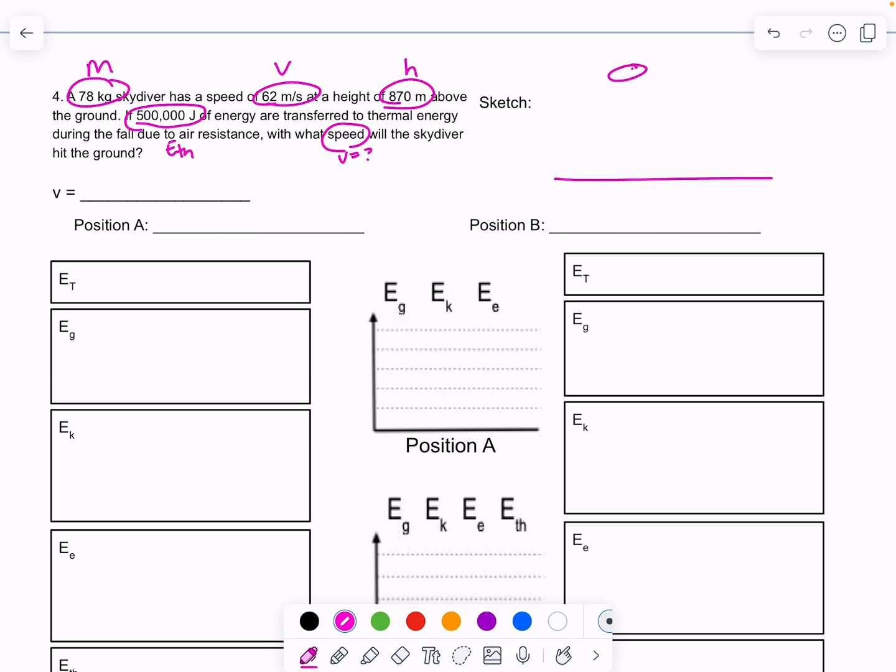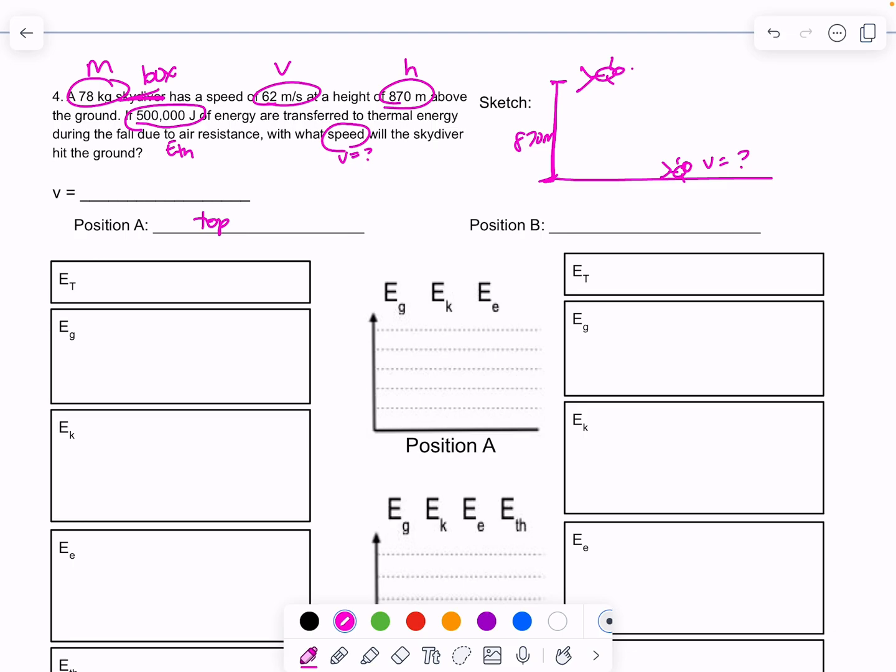So here is the skydiver. That does not look like a person. Okay, so let's see. Position A would be the top, right? I guess when it's 870. And then with what speed will the skydiver hit the ground? Wow, I guess, did the parachute not open? This is a pretty bad problem. Yikes, I guess he's hitting the ground with some speed at the end. Maybe it shouldn't be a skydiver. Maybe it's like a box or something. Let's change it to a box. Okay.